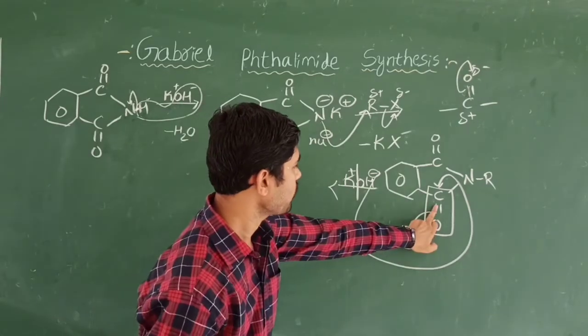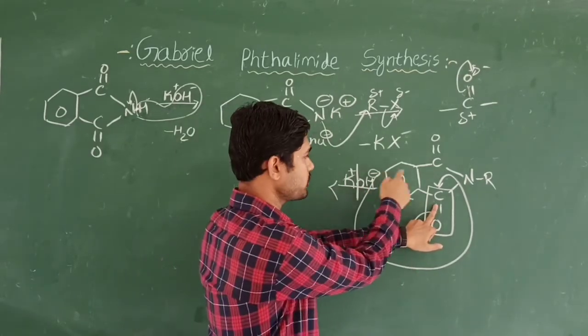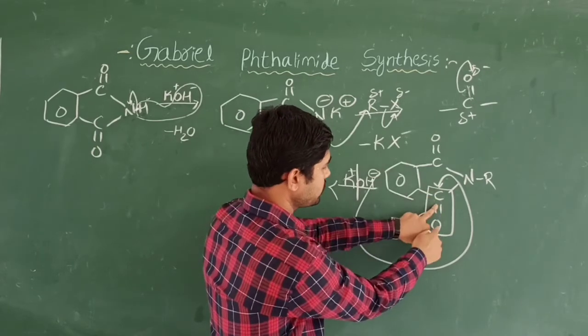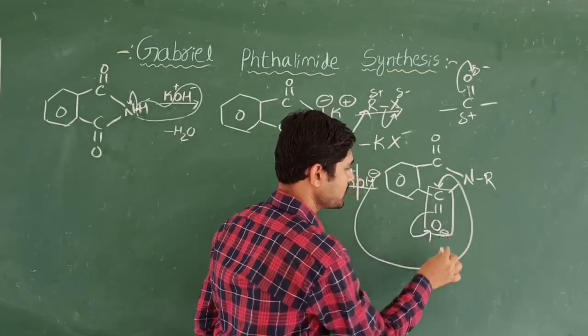So now it becomes O minus. So this is a new bond. The OH group is attached to this carbonyl function. Now it becomes O minus. After this O minus, what happens?